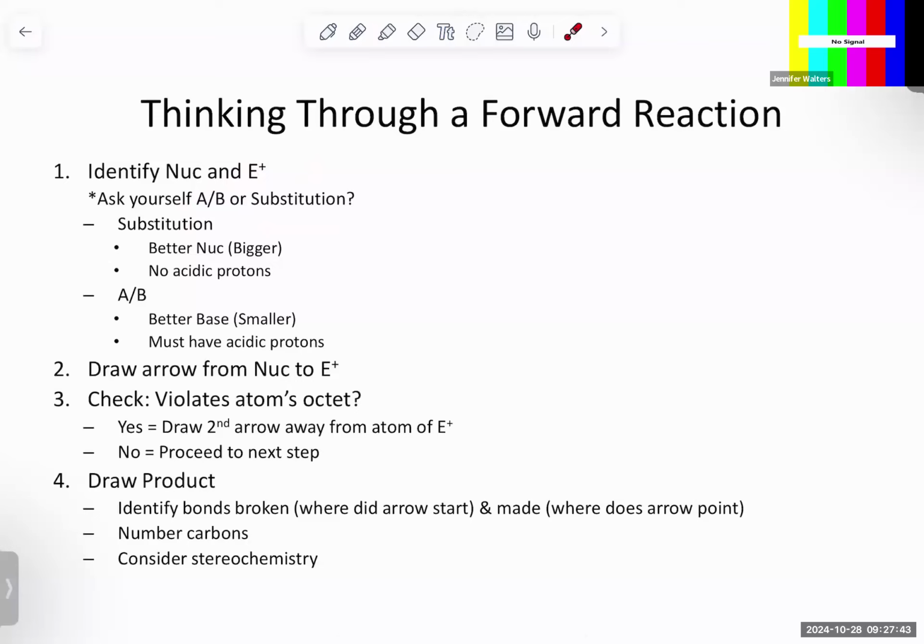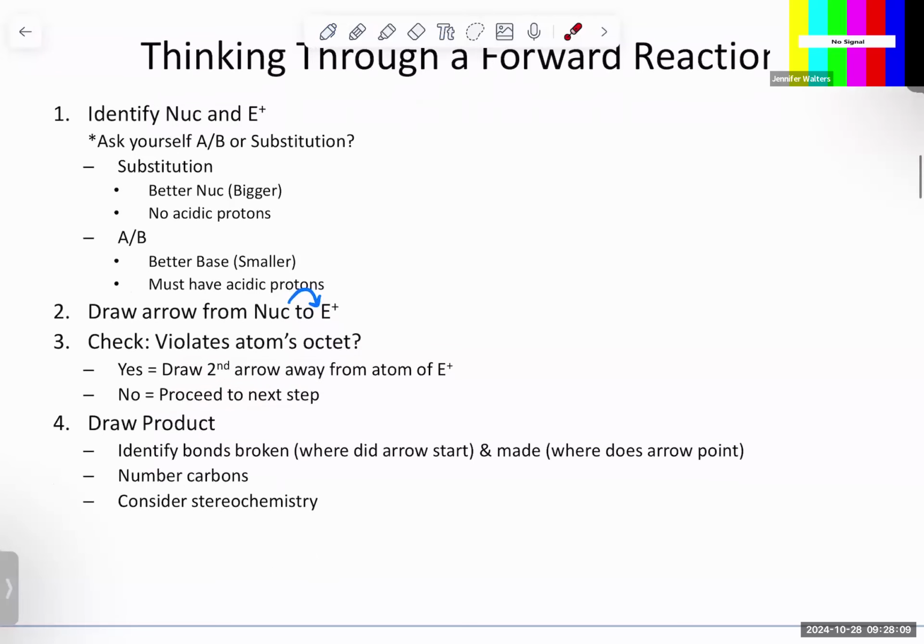All right, so figure out what has electrons, what doesn't, and then draw an arrow from your nucleophile to your electrophile, from the nucleophilic atom to the electrophilic atom. Go from what has electrons to what doesn't. Then check, did I violate that electrophilic atom's octet? If yes, then I need to draw a second arrow going away from it. If no, then cool, just keep going. Then you're just going to draw your product.